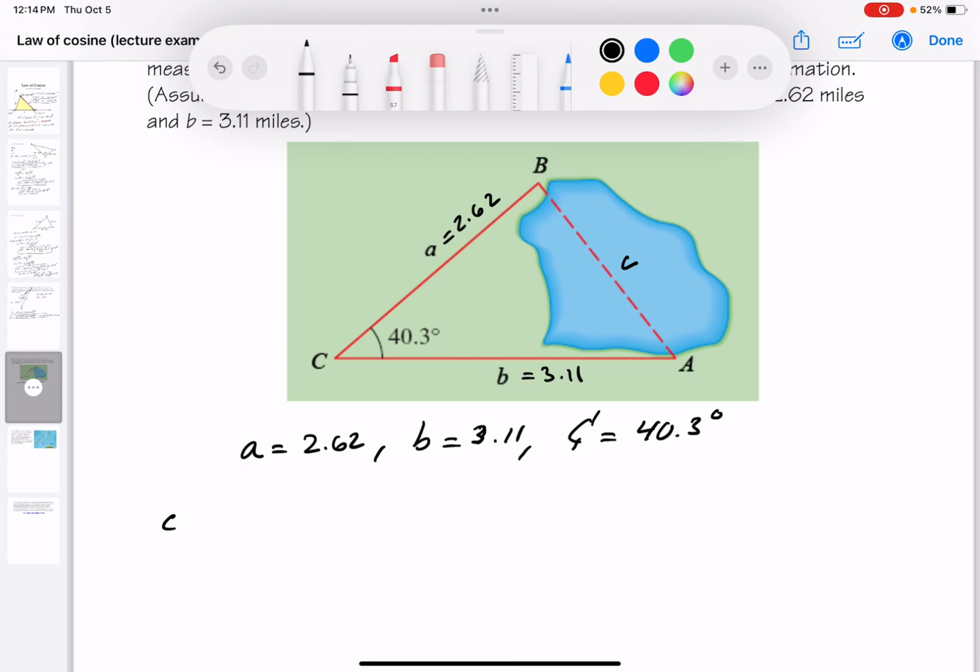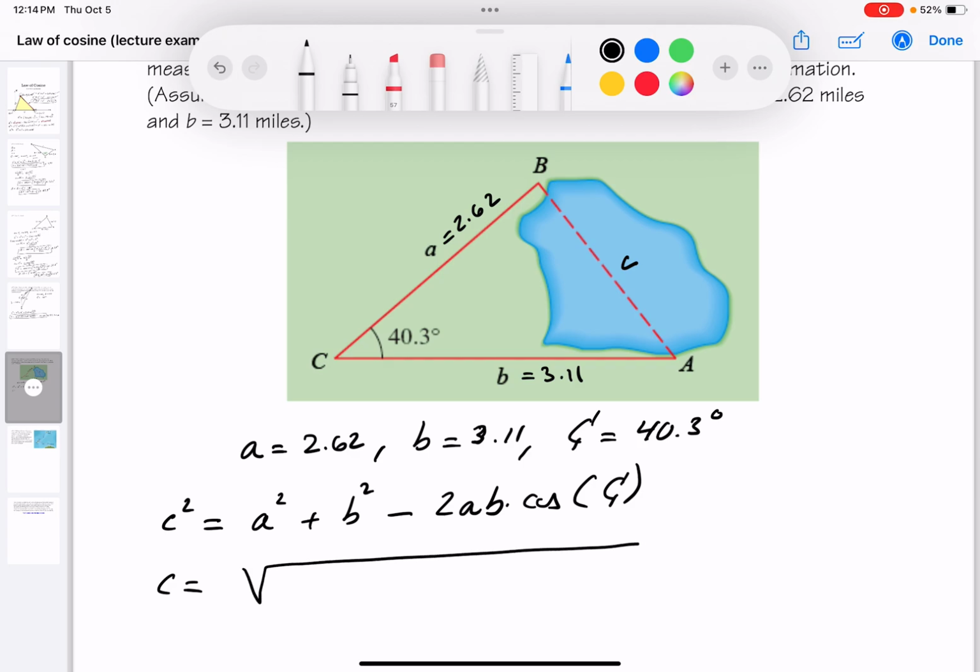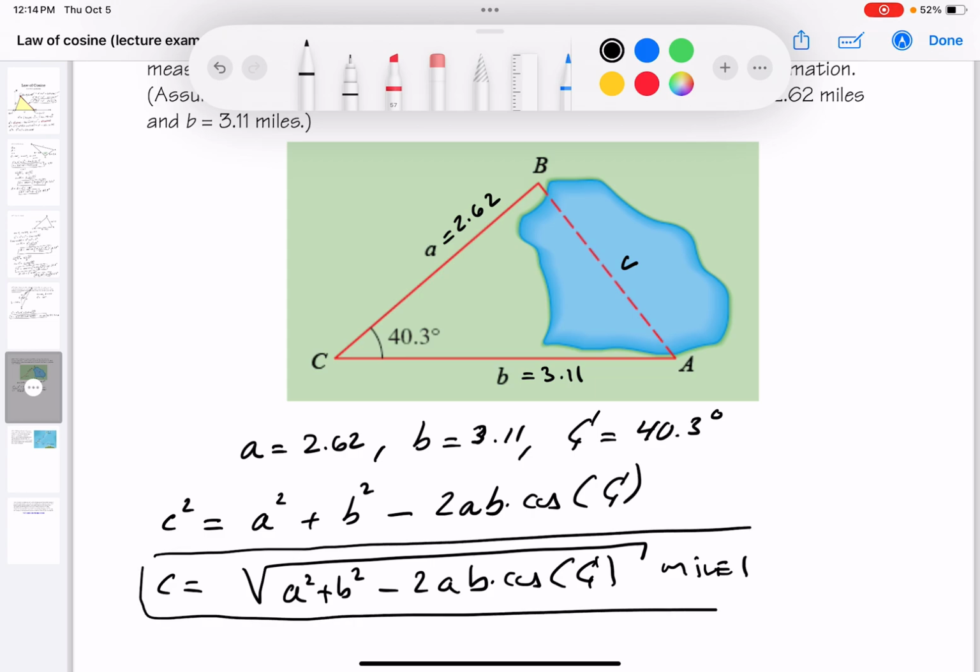Let's write this down. C squared is equal to A squared, and I know what A is, plus B squared, and I know what B is, minus 2AB times the cosine of angle C. I'm going to solve this. And what do you get? It's basically just a root problem. You get the square root of A squared plus B squared minus 2AB cosine of angle C. All right? And that's in miles. I'll put a box on it, and on my exams, that's what my answer would look like.